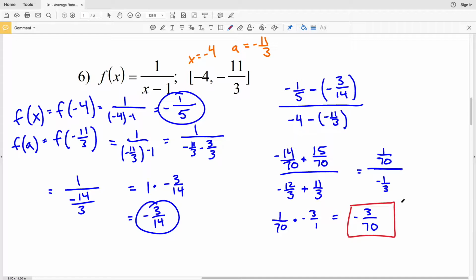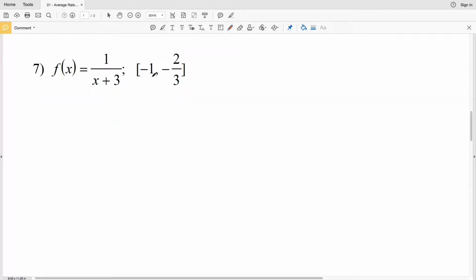Let's move on to number 7. In number 7, we have the function of x equal to 1 over x plus 3. So we'll say that x, the first value of our x point is negative 1, and a, the second value, will be negative 2/3. So f of x will be f of negative 1, which equals 1 over negative 1 plus 3, which equals 1/2, or 1 over 2.